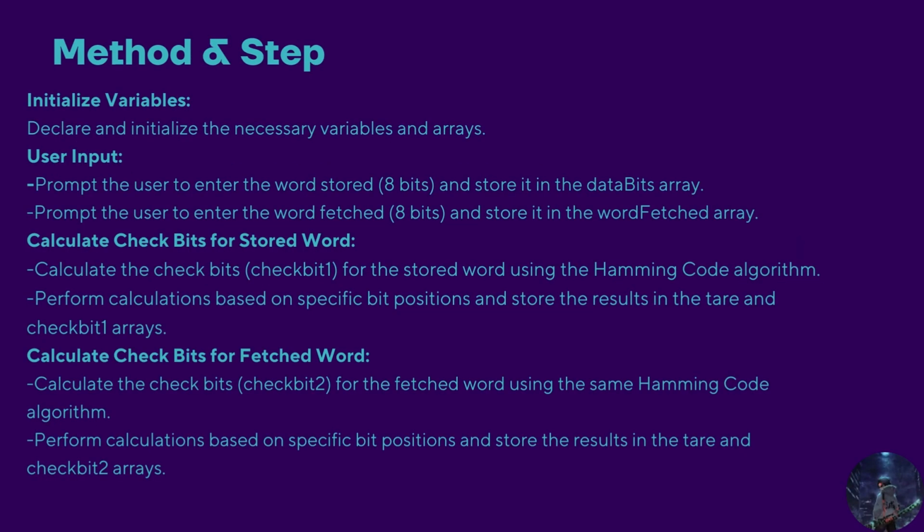Next, method and step. First of all, we need to declare and initialize the necessary variables and arrays. The user must enter the word store and word fetch in 8 bits, and it will be stored in the data bits array and in the word fetch array. After that, the system will calculate the check bits for the store word and for the fetch word.